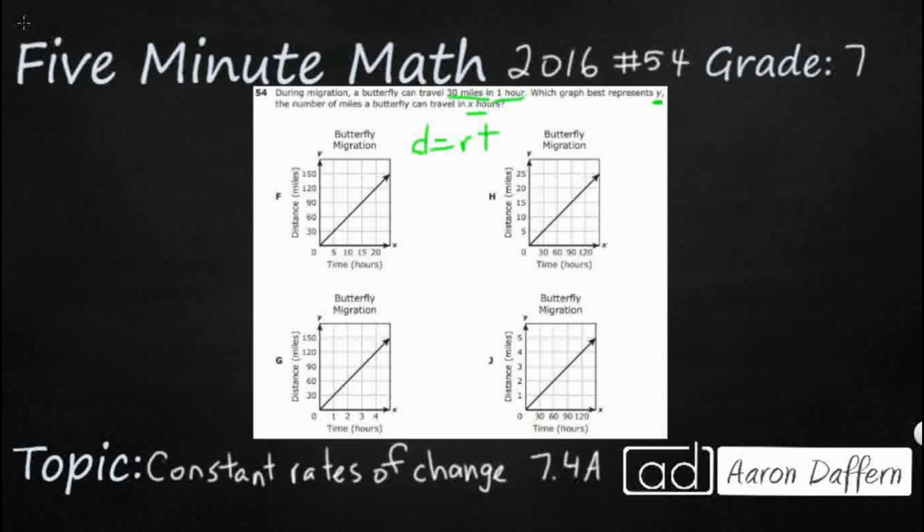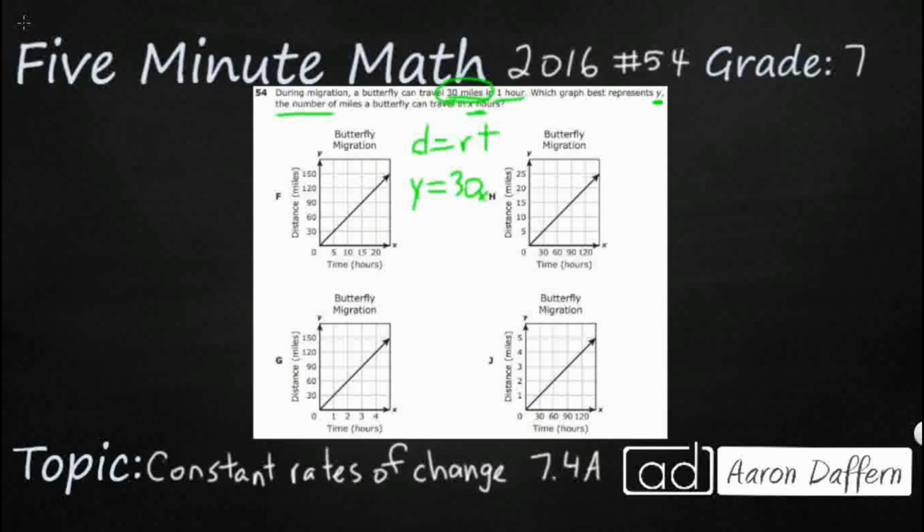See how y is the number of miles? That's our distance. So we're going to say y equals the rate. They already give us that, 30 miles per hour. And then in x hours. So that actually is our equation. We're looking for y equals 30x.